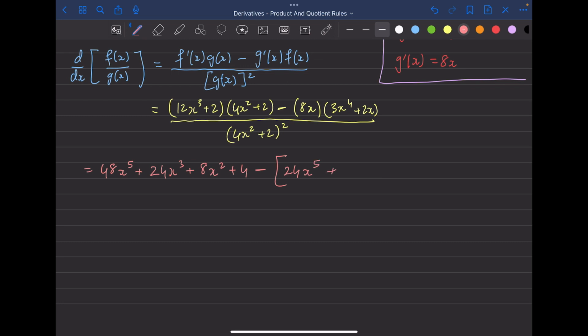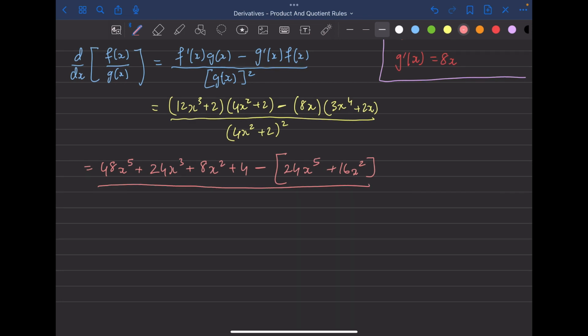And then plus 8x times 2x. So 8 times 2 is 16. X times x is x squared. I'm going to close the bracket. And then the denominator, you might have to do this on the side, but I'm going to just write the answer for it. So 4x squared would be 16x to the power of 4, and then plus 8 times 2 would be 16x squared, and then plus 4.